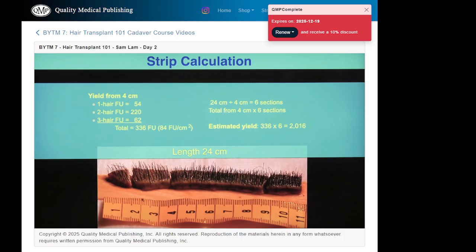Now, how many sites do you make? So this is the trick here. I'm going to show you this idea of how to calculate. So what they do is they'll take like a 4 centimeter segment. They may take it from different areas, because it's different from the temple to here. So I like to take an average of this. So they take a segment. I'm just using this as an example.